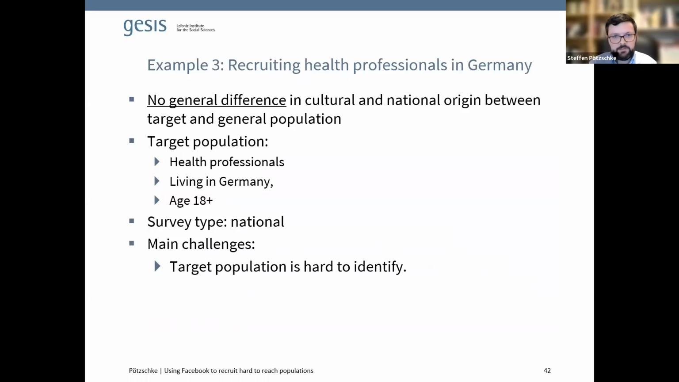Let me just, because not all people might only be interested in migrants, really quickly cover targeting people who work in specific industries. That's the third project we did. Different to the first 2, here we have no clear cultural or national difference between our population of interest and the general population, which makes this population actually hard to identify within general population surveys.